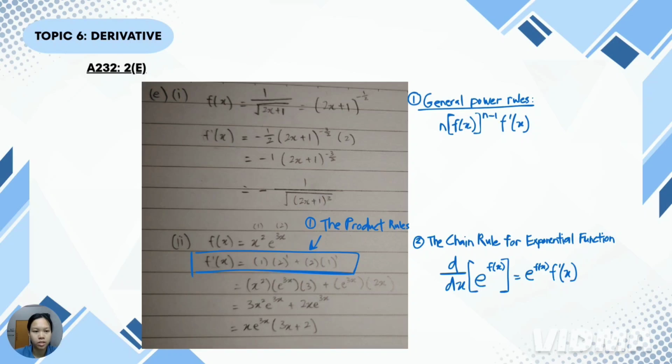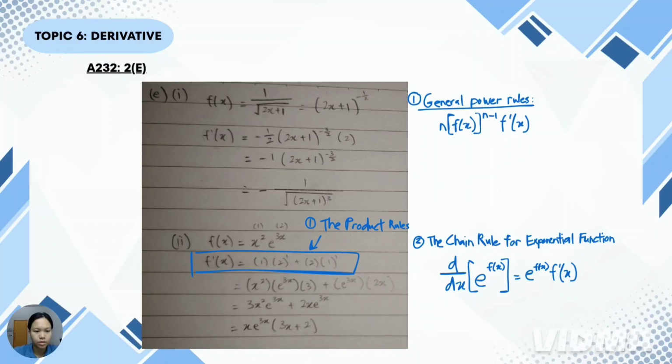Next, we move on to the next topic, derivative. The first question is f(x) equal to 1 over square root of 2x plus 1. We rewrite it into (2x plus 1) power negative 1 over 2. And then we use the general power rule to do the first derivative. The negative 1 over 2, put it in front, and remain 2x plus 1. The power negative 1 over 2 minus 1 equal to negative 3 over 2. And then we differentiate 2x plus 1, we get 2. And then we rewrite the function to get the final answer.